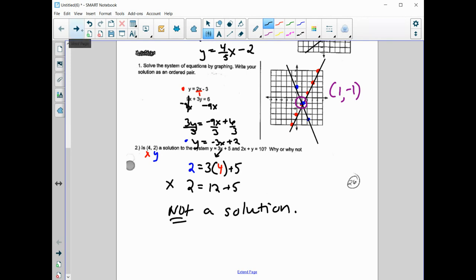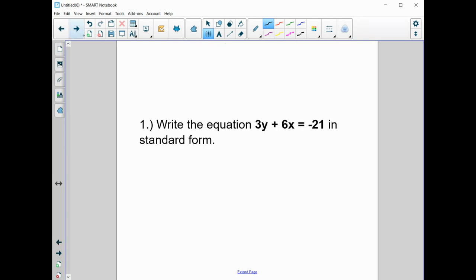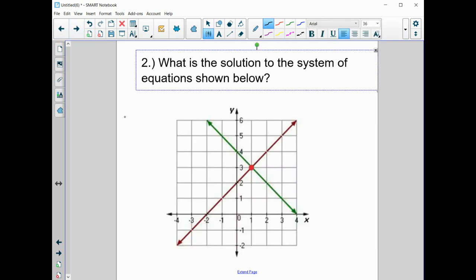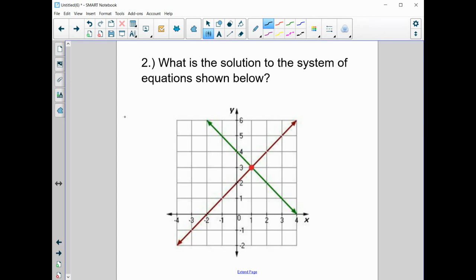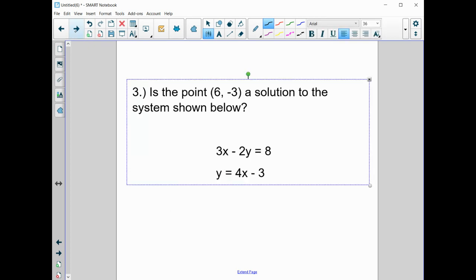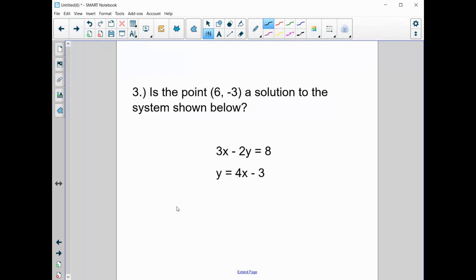So you're going to try 3 more questions on your own. First question, I want you to write this equation into standard form. Second question, I want you to tell me what is the solution to the equation shown below. And then third question, I want you to tell me, is the point 6, negative 3 a solution to the system shown below?